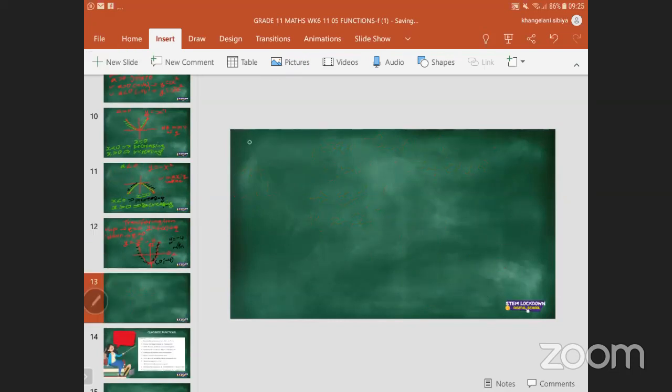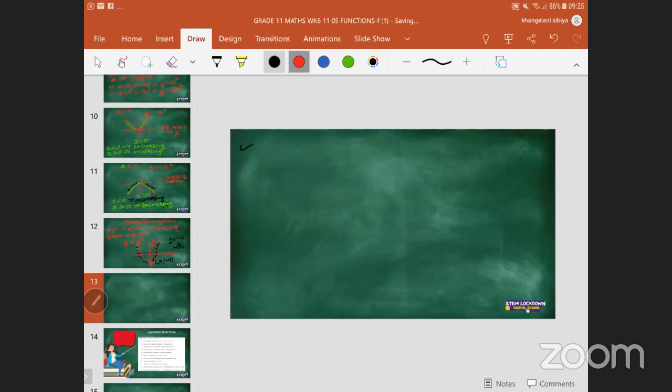Now let's talk about this transformation. This one is where the graph will be transformed to the right, or your graph will be transformed to the left. Here we talk about something like this: y equals (x plus p) all squared.